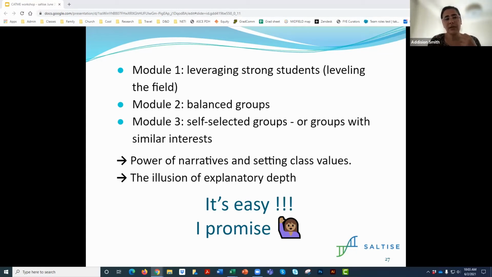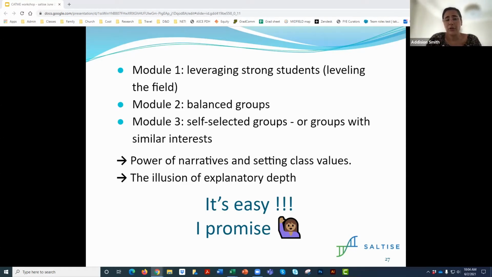And for these students, I want to say something about the power of narrative and setting class values. Most students get bored when they know things inside out and think, why am I in this group where I know everything and they don't know anything? And I came across some research on the illusion of explanatory depth and self-explanation, and I discussed that with students.